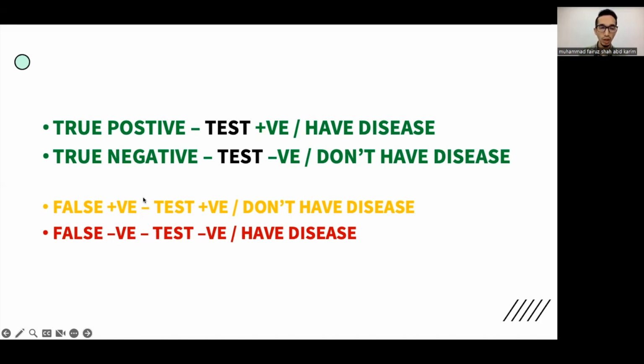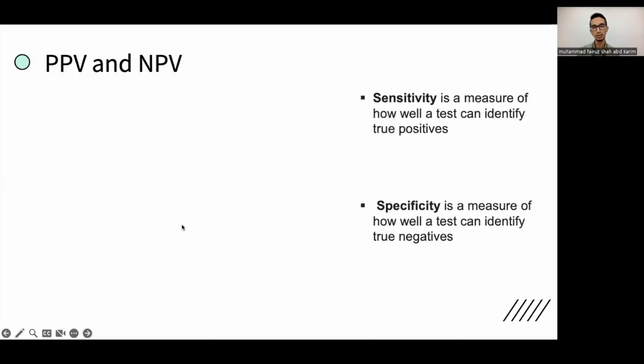So how do you interpret it? Actually, by looking at the test itself first. If the test is positive, by right, you're supposed to have the disease. But if the word before that is false, it means that you don't have the disease. As simple as that. If the test is negative, but the word before that is false, it means that even though you are tested negative, you still have the risk of the disease. That is what is meant by a false negative test.